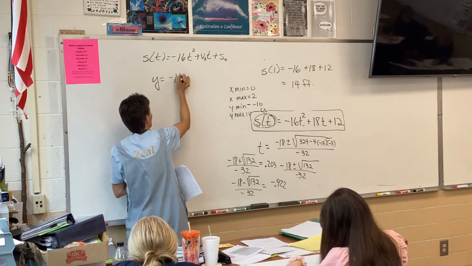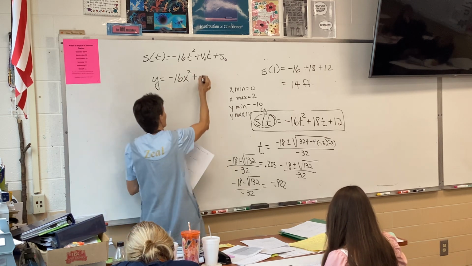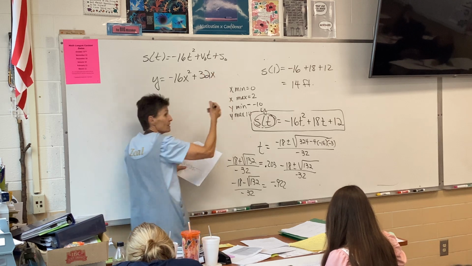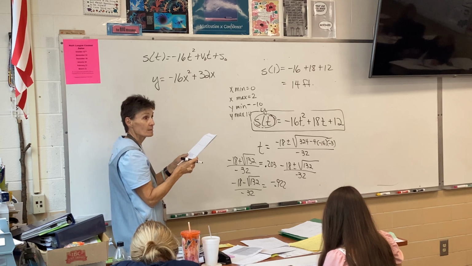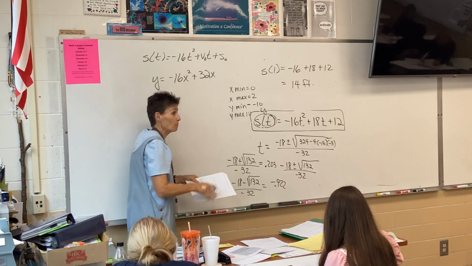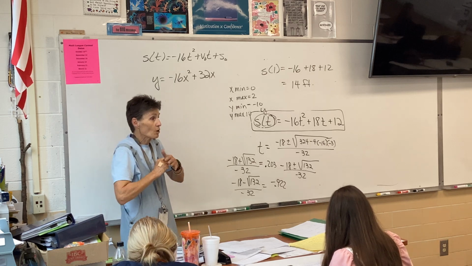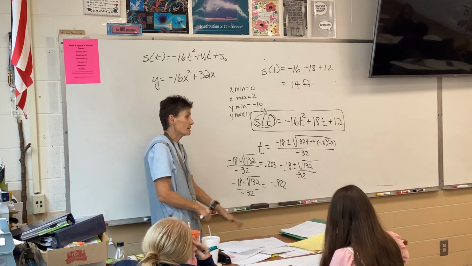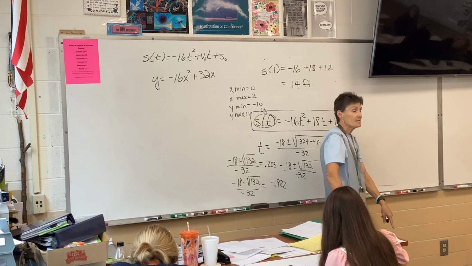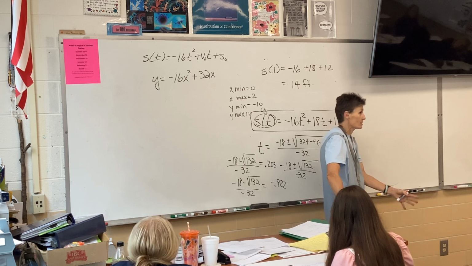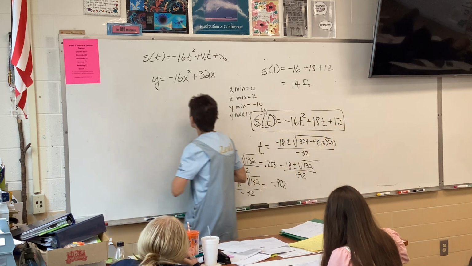Y is going to equal negative 16x squared plus what? 32 t or x plus 0. So I'm not going to put anything on the end. How come I'm not putting anything on the end? It's on the ground, and if it's on the ground, it's like if you put a football on the ground and then kicked it, the initial height of the football is 0 because it's on the ground. So 0.